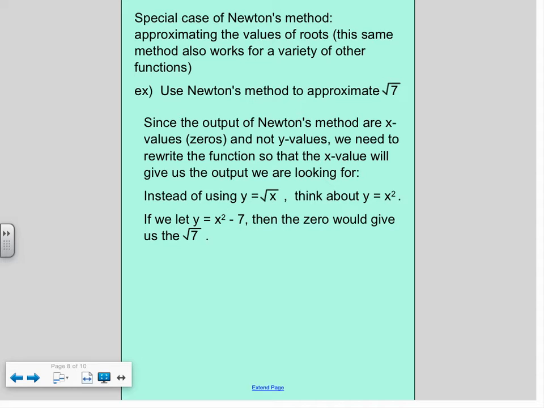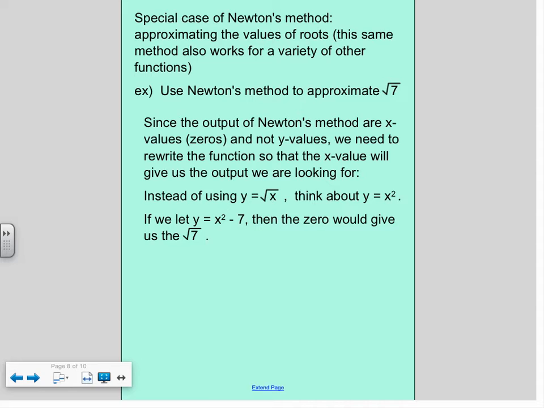Does that make sense? We're trying to find where x squared minus 7 equals 0, which is kind of like saying, where does x squared equal 7? So if x squared is 7, then x would be a good approximation for the square root of 7. So we've rewritten our function as x squared minus 7. Just so you know, because you might see this again in the future, if I want to approximate, say, the square root of 13, I would write y equals x squared minus 13, and then use Newton's method in order to find the zeros, and that would give us our approximation. So that's what we're going to do here.